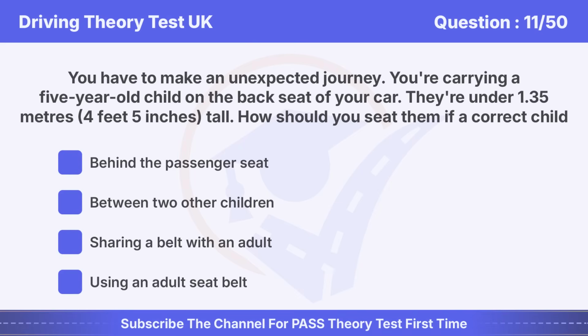Question 11. You have to make an unexpected journey. You're carrying a 5-year-old child on the back seat of your car. They're under 1.35 meters, 4 feet 5 inches, tall. How should you seat them if a correct child restraint isn't available? Option A. Behind the passenger seat. B. Between 2 other children. C. Sharing a belt with an adult. D. Using an adult seat belt.